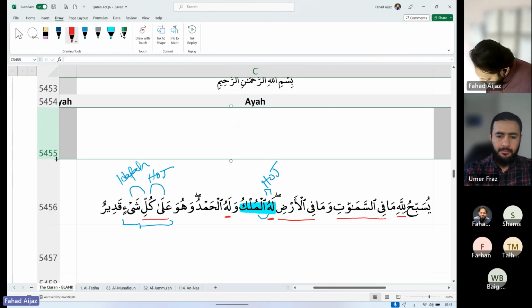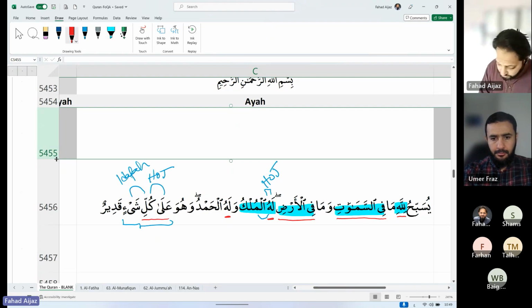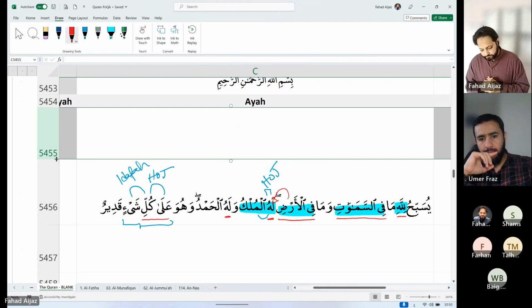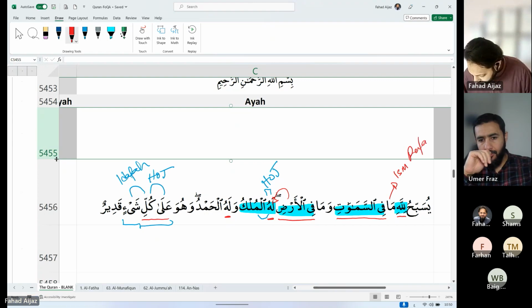In these cases, for example, lillahi is independently a harf of jar. Fis samawati is independently a harf of jar. Fil ardi is independently a harf of jar, and they do not have any relationship going forward like that. There is a slightly more advanced concept, which I don't want to go into right now, but this word ma is also an ism, and it's rafa. You will learn that later. This word ma is ism and it's rafa.